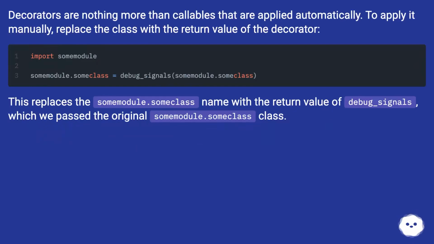Decorators are nothing more than callables that are applied automatically. To apply it manually, replace the class with the return value of the decorator. This replaces the SumModule.Sum class name with the return value of debug_signals, which we passed the original SumModule.Sum class.